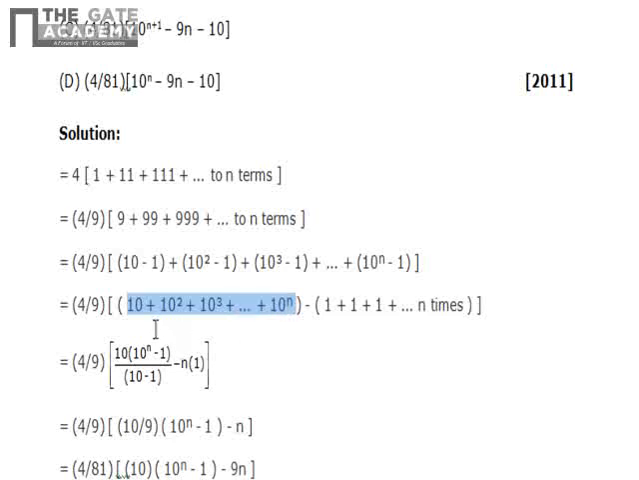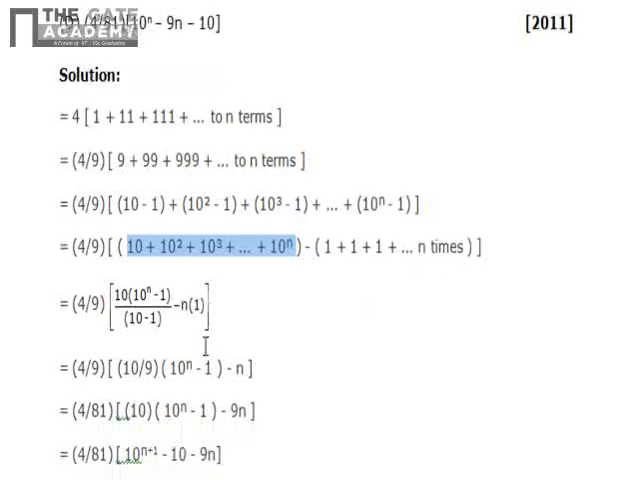So we know the formula for this, because this is a sequence which is in GP, where the value of r is 10, and also the value of a is 10. So we have used this formula. Also 1 plus 1 plus 1 plus up to n times will give you the value n. So after putting this, we are getting this.